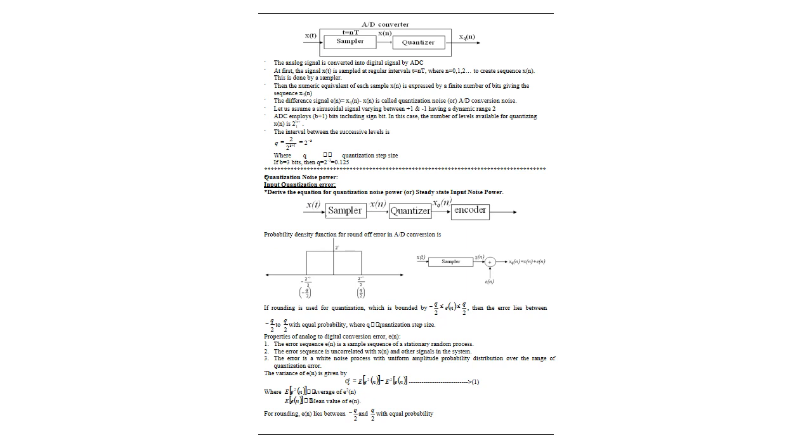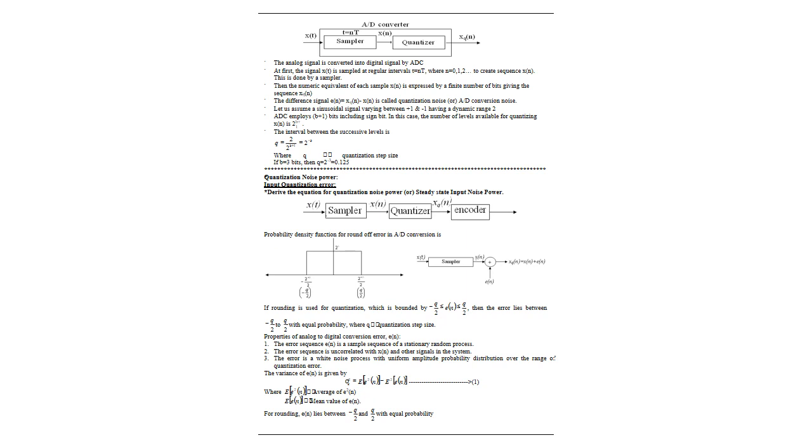Let us assume a sinusoidal signal varying between +1 and -1 having a dynamic range of 2. The ADC will employ b+1 bits which will include the sign bit. In this case the number of levels available for quantizing x of n is 2 to the power of b+1. So the interval between successive levels is q is equal to 2 by 2 to the power of b+1, that is equal to 2 to the power of minus b, where q is the quantization step size. If b is 3 bits, q is 2 to the power of minus 3, which means 0.125.